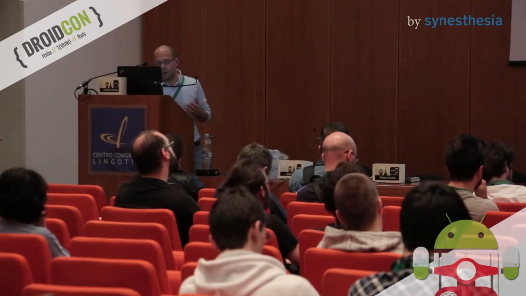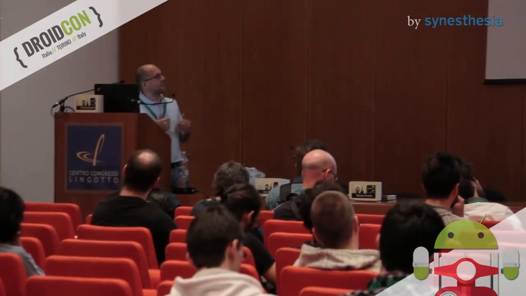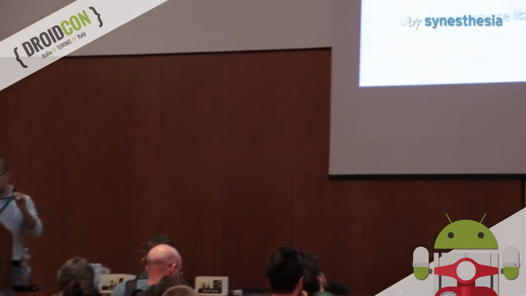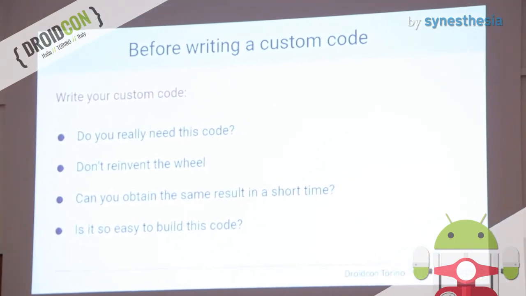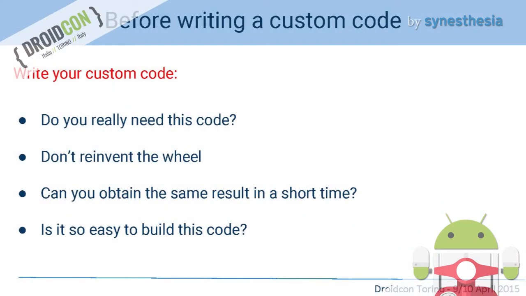The alternative to using open source is to write your own code. Before writing custom code, this is my personal checklist. In these cases, you should check if you really need this code. What does it mean? You need custom code to build a pattern that maybe doesn't exist in the official code. Do you really need to build this pattern? Can you build the project without this kind of pattern?